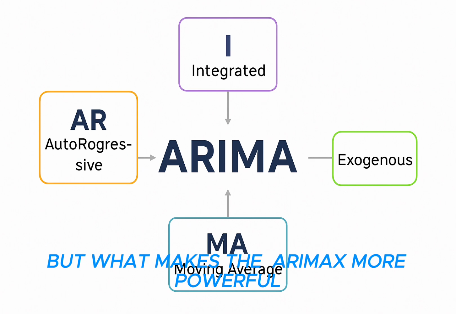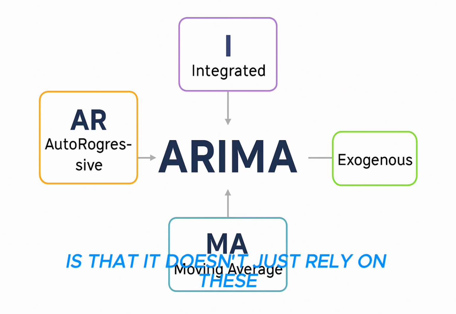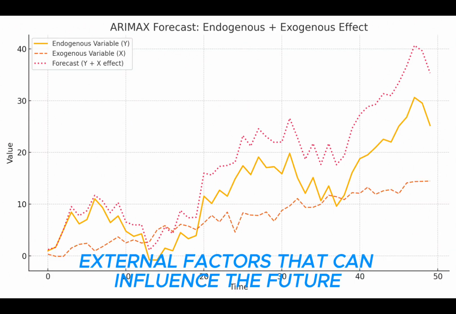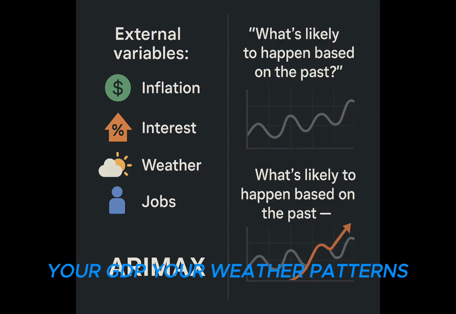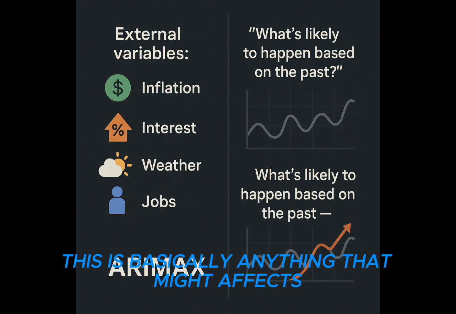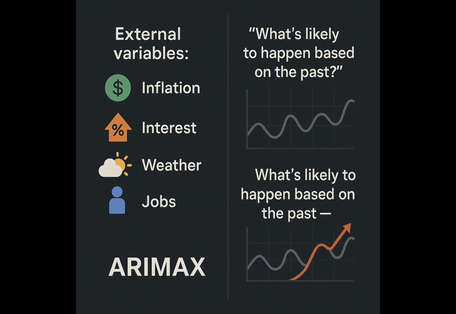But what makes ARIMAX more powerful is that it doesn't just rely on these historical trends. It also includes exogenous variables, which are outside factors, external factors that can influence the future. Things like the inflation rate, your GDP, your weather patterns, unemployment rates, etc. This is basically anything that might affect the behavior of the series you are trying to model.